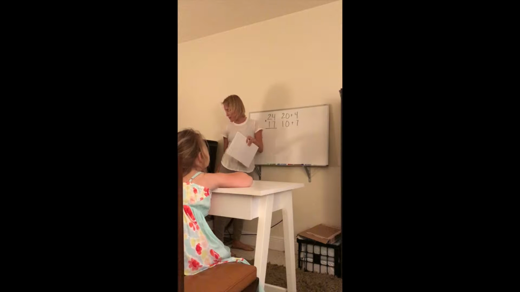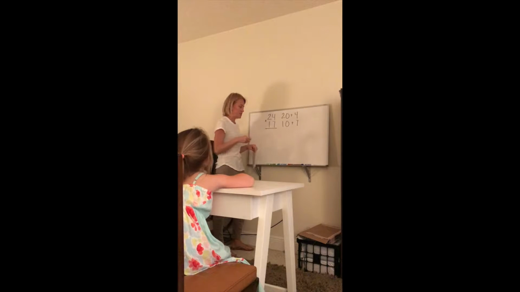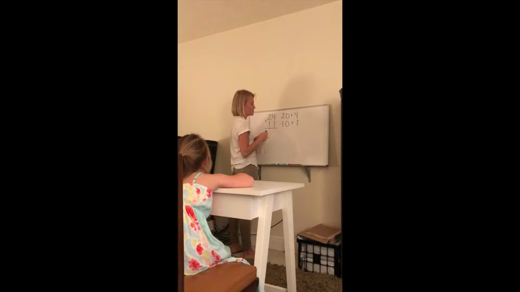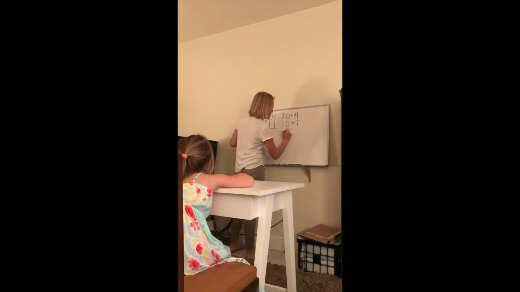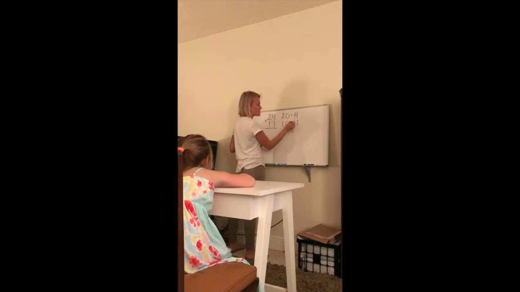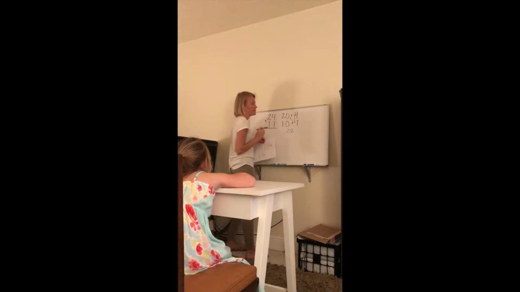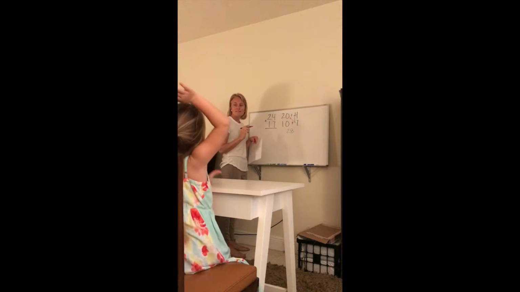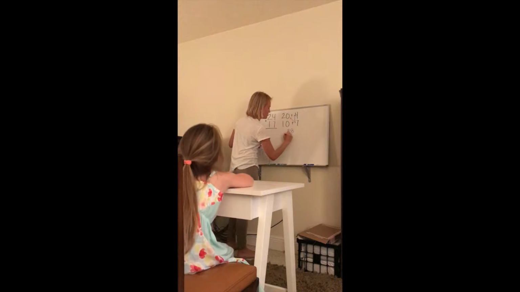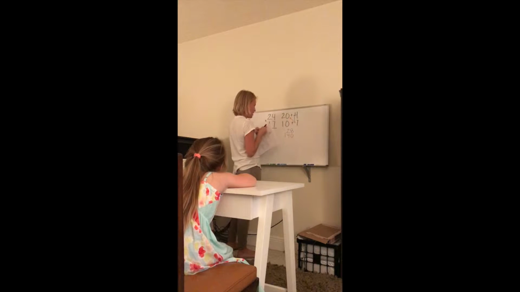Now I'm going to teach you guys the bow tie method for multiplication. So the first step in the bow tie method is to multiply 7 times 4. And what's that? 28. Good job. 28. The next step is to multiply across 7 times 20. And what's 7 times 20? 140. 140. Good job.